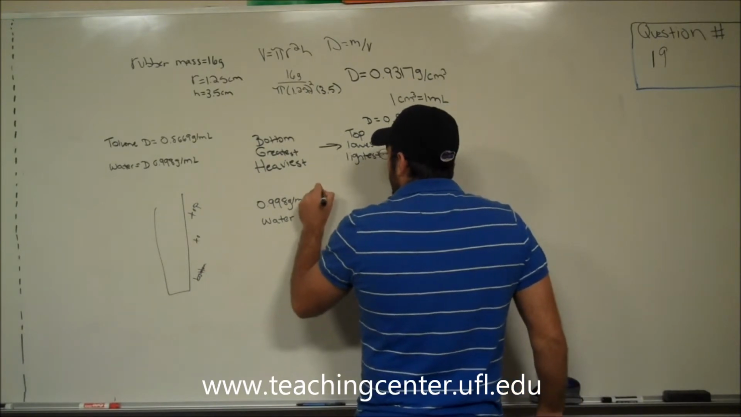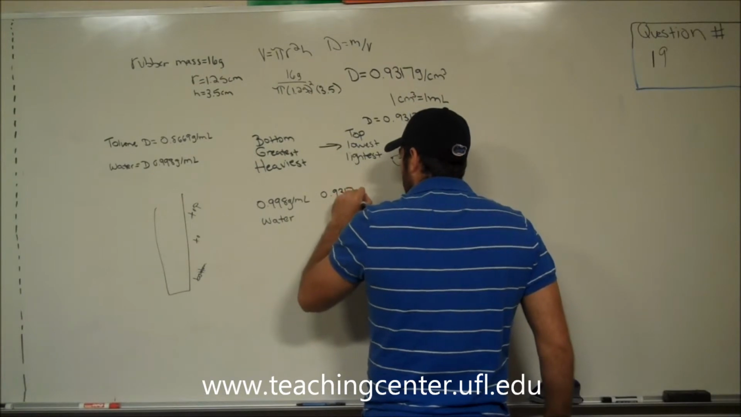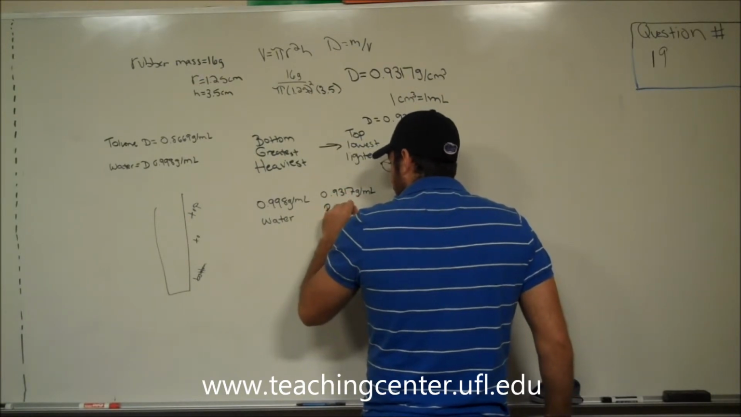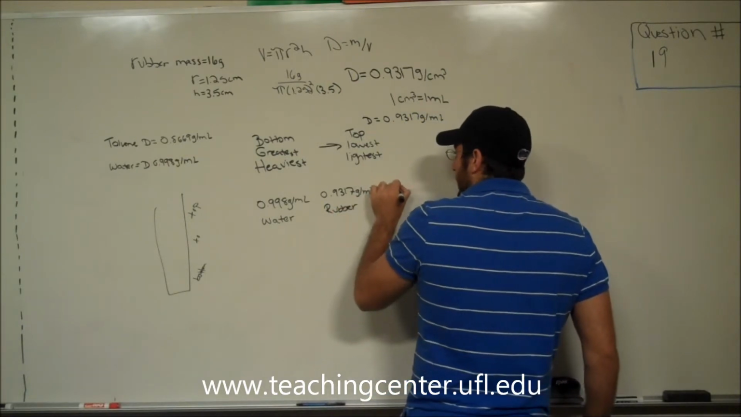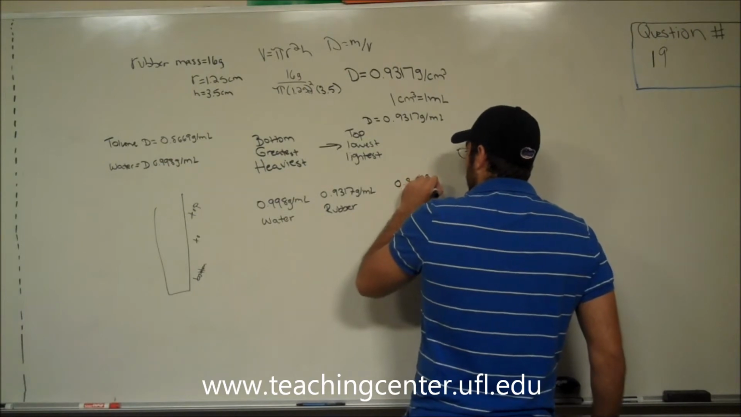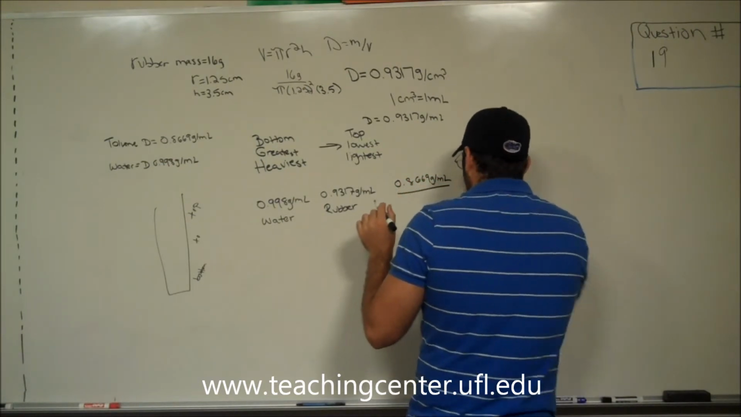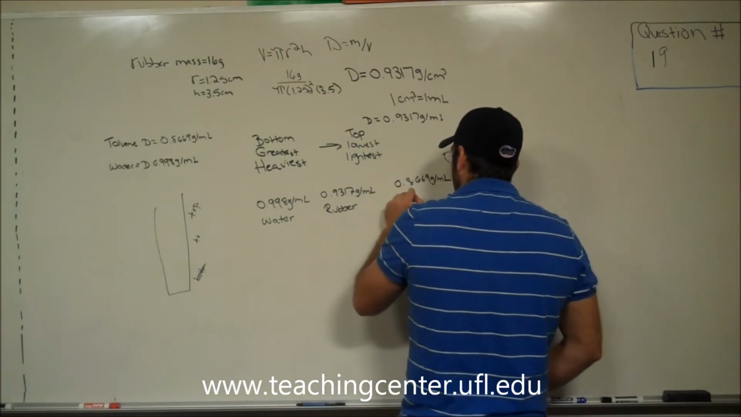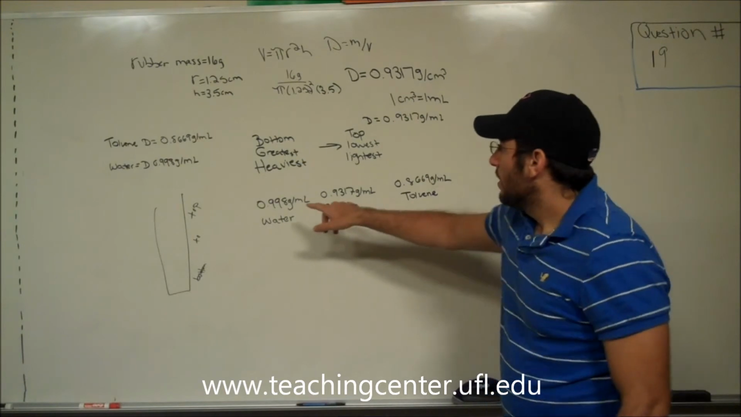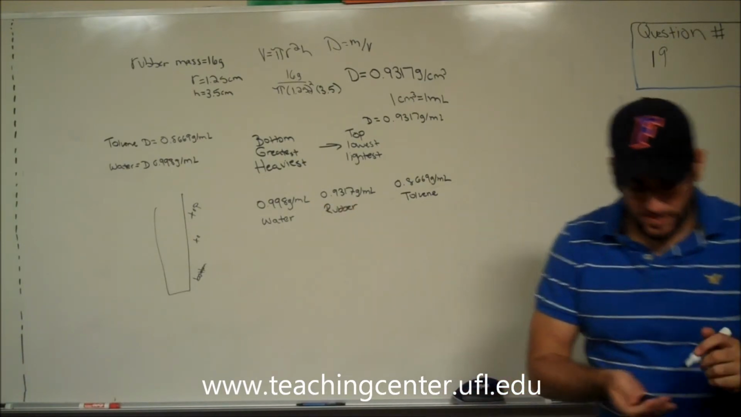So 0.9317 grams per milliliter. And that's rubber. And then finally we have 0.8669 grams per milliliter, toluene. So, at the bottom is going to be water, in the middle is going to be rubber, and at the top is going to be toluene.